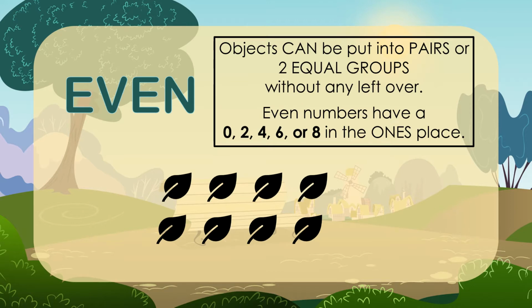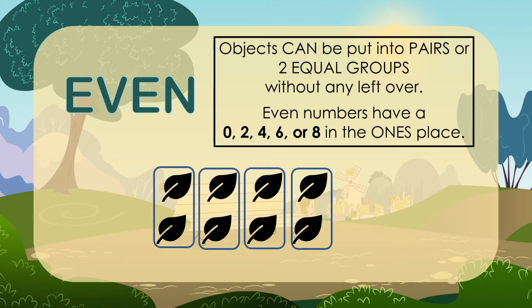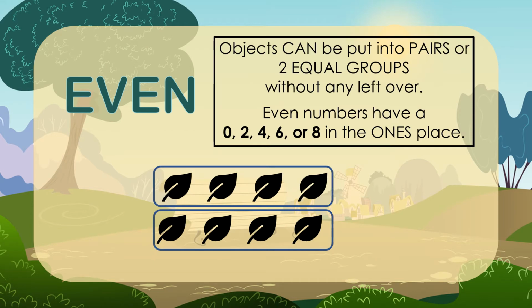Look at this group of leaves. It represents an even number because we can partner each leaf to make a pair, and there aren't any left over. We can also put all of the leaves into two equal groups without any left over. So this represents an even number.